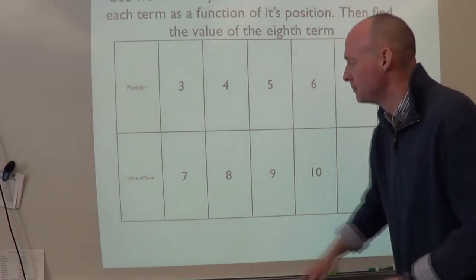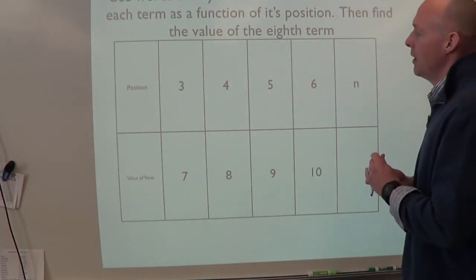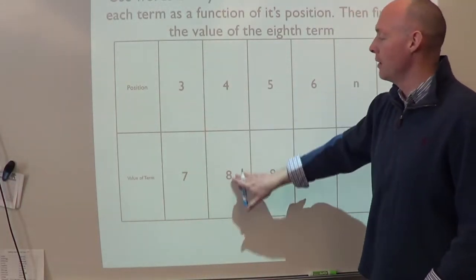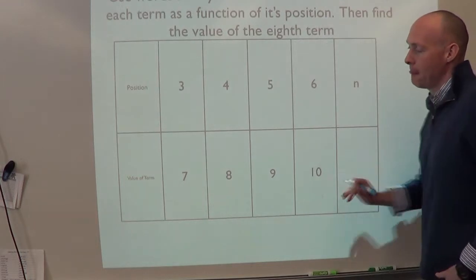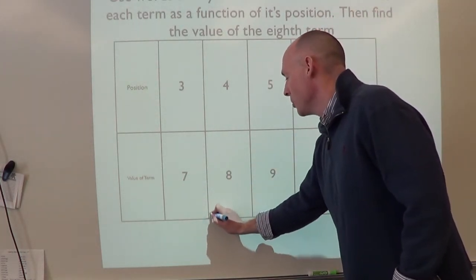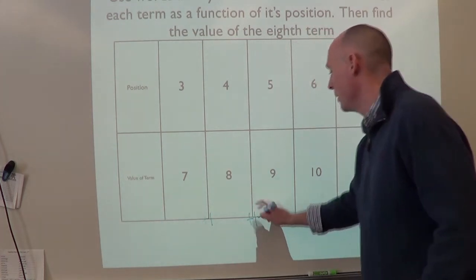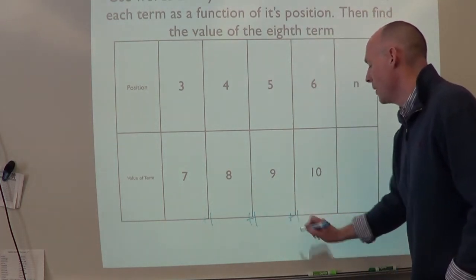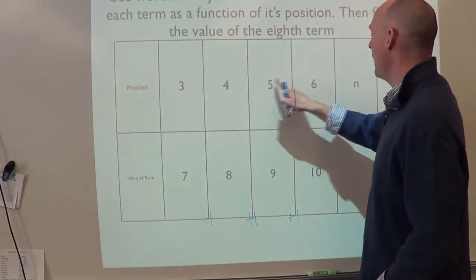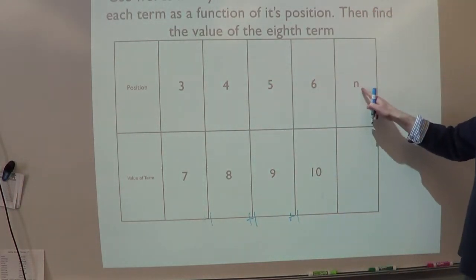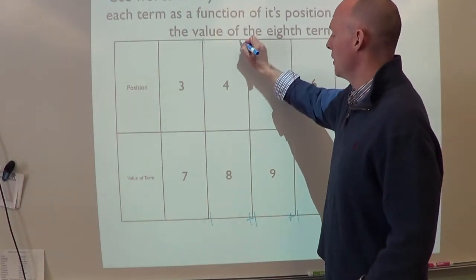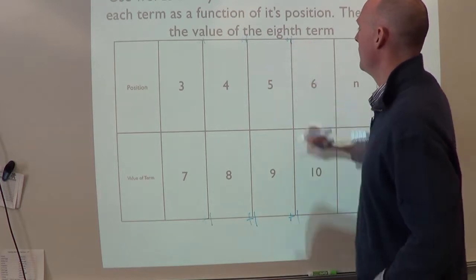And let's look down here. If our position's 3, the value's 7. Position 4, value 8, and so on. So the value goes 7 to 8. So it's definitely going to be plus 1, 8 to 9, plus 1. And look at our position, 3 to 4 to 5 to 6. And then we need to know what that is. Plus 1, plus 1, plus 1.